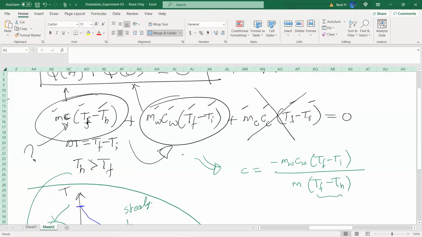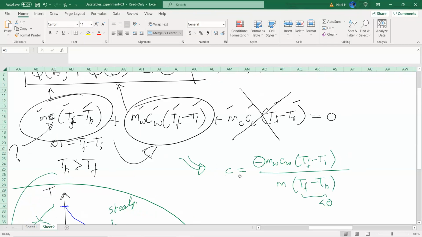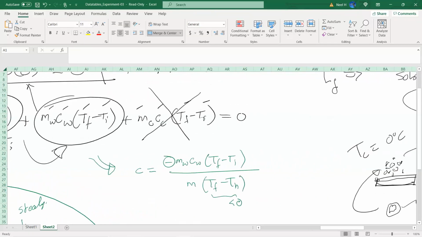This part, T final minus T_H, is actually a negative number, so this negative sign should cancel out. Okay, you can correct it if you want to. Before you type in the equation, I can write M_W C_W (T final minus T initial) divided by M times (T_H minus T final). Then you will get a positive number correctly. Be careful with that. This must be a positive number at the end. That is the specific heat capacity.